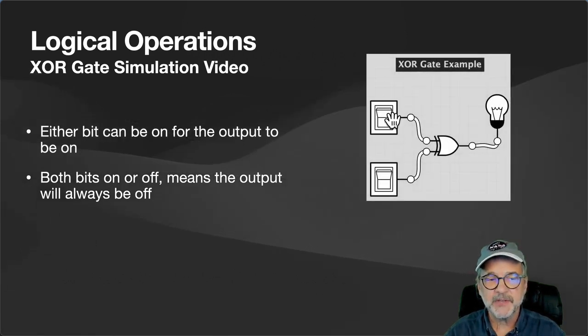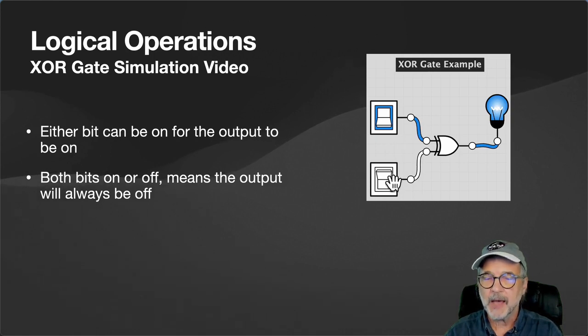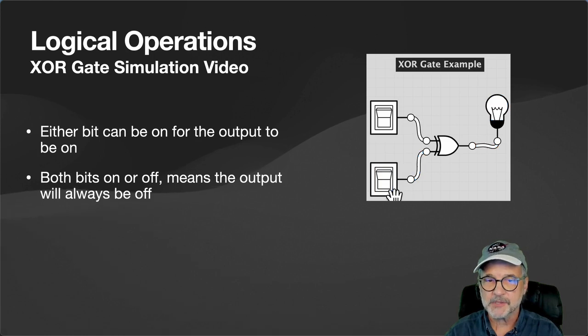As you can see in this video, they're both off, so it's off. I turn on one, the output goes on. I turn on the second, the output is on. If I turn them both on, the output is off. And I'll go ahead and turn them both off again, and the output is off. So that's an exclusive OR.